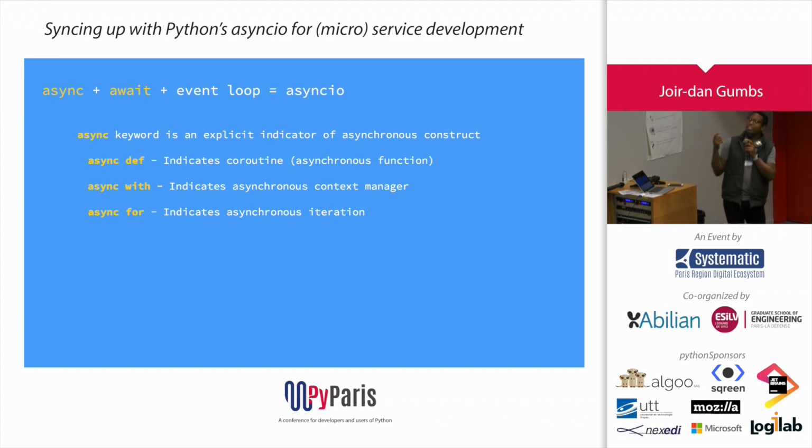So we look at async def. Async def indicates that you've got an asynchronous function, or what we call a coroutine. You have async with, which indicates an asynchronous context manager. And async for, which indicates asynchronous iteration. I'll go into more detail on each one of these as we go through.